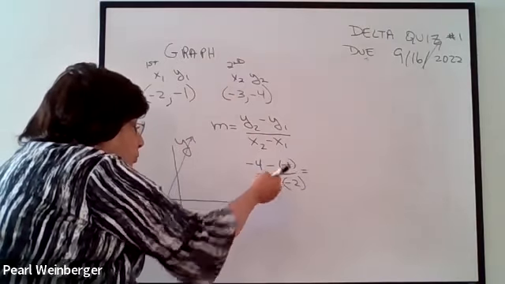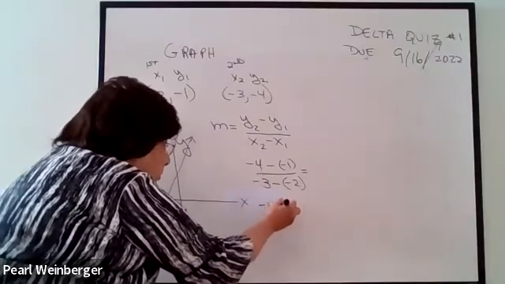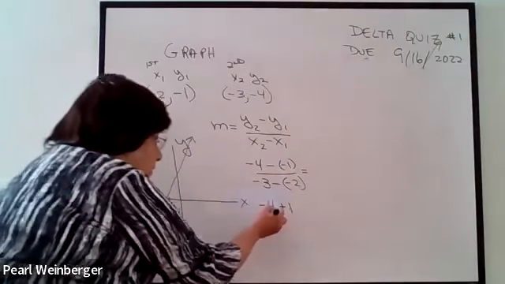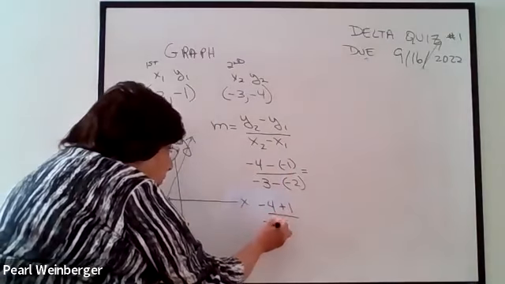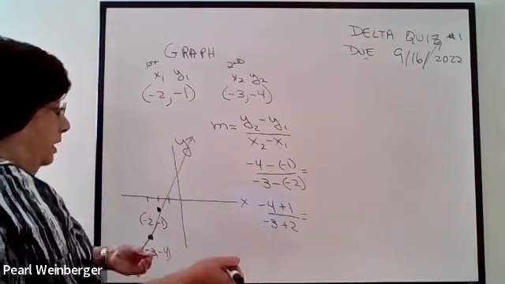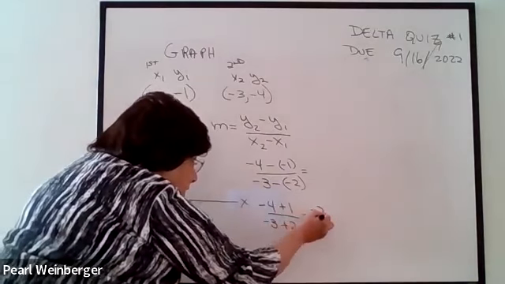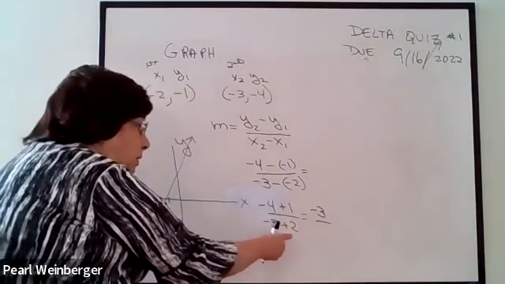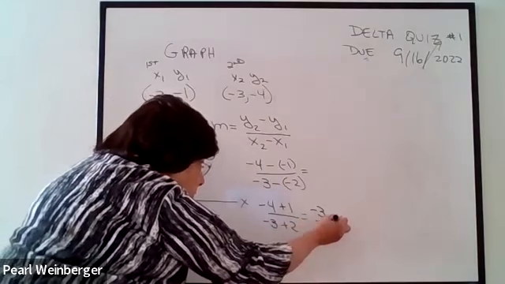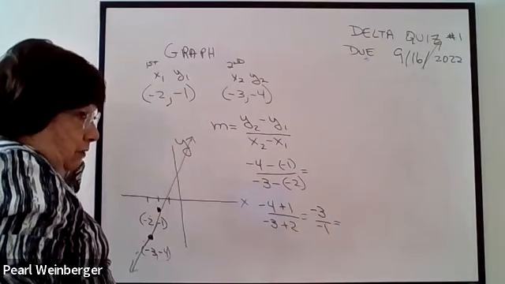subtracting a negative number, what you're going to get is -1, -4 plus 1. The minus and the minus become a plus. The bottom also, -3 plus 2. So how much is -4 plus 1? It's -3. How much is -3 plus 2? It's -1. So my slope comes out to be -3 over -1.